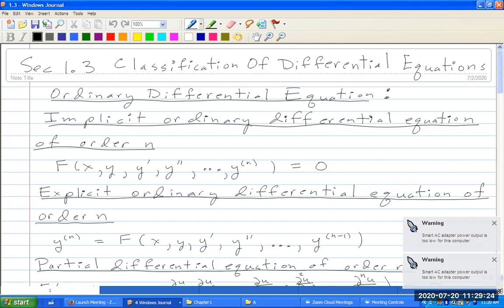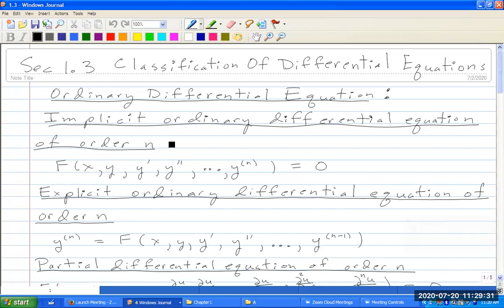Then if there exists some function f of x, y, y prime, y double prime, way up to the nth derivative of y equaling 0, then we say that this is an ordinary differential equation. Ordinary because it involves ordinary derivatives. It is order n because it involves the nth derivative.